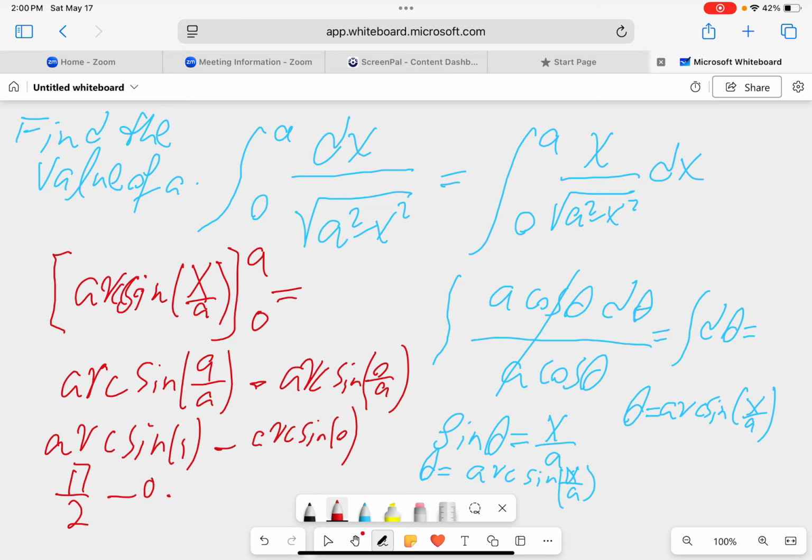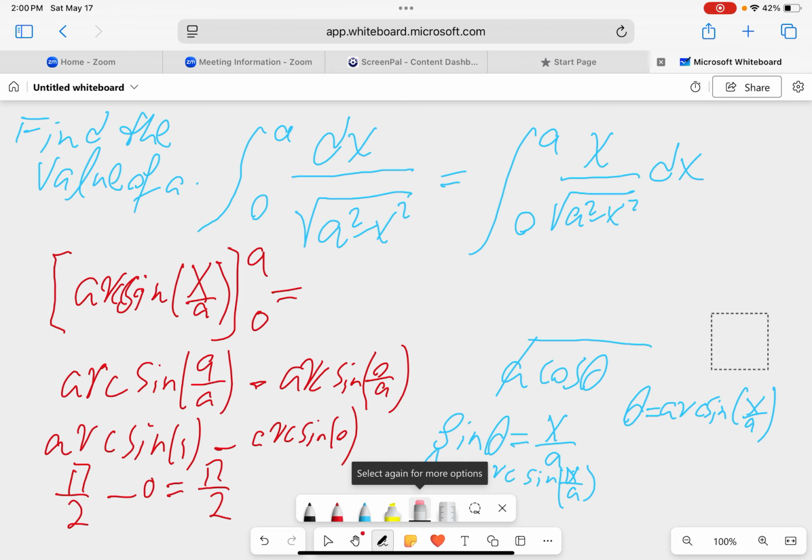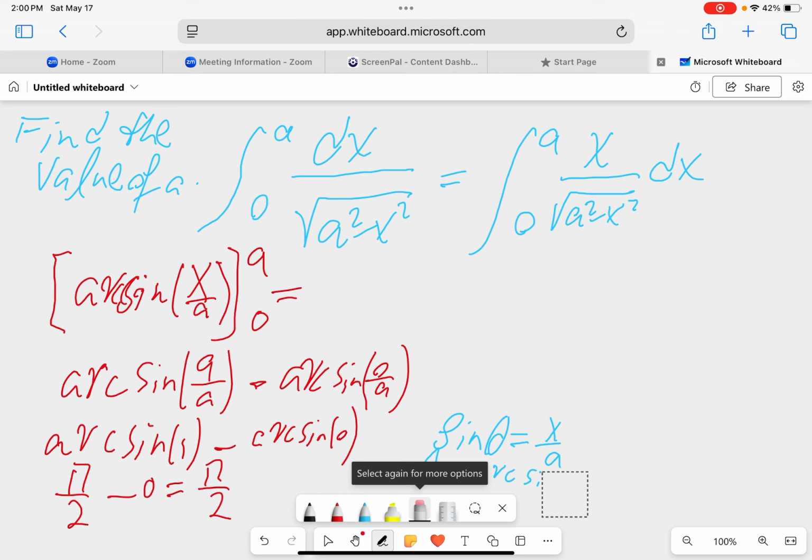So pi over 2 minus 0 is going to be pi over 2. So that's the evaluation of the left hand side of the integration. Now we have to evaluate the right integration and equal the result to pi over 2. So let's focus on that. Let me get rid of some of the material we went over, so I open up some space to write the remaining of the process.